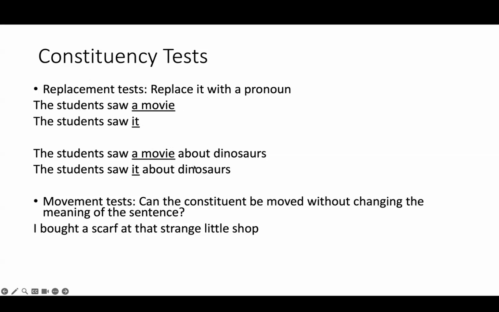The same we can do with the students saw a movie about dinosaurs. If we want to substitute a movie, we substitute it with it.